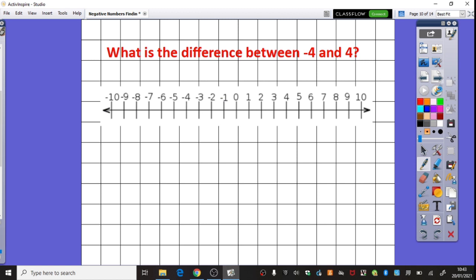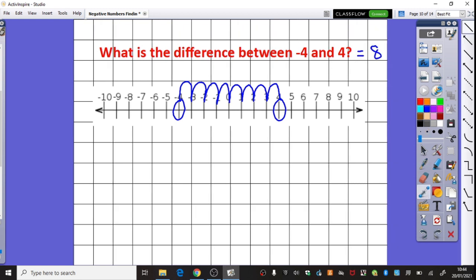So my first question says, what is the difference between minus 4 and 4? The first thing I'm going to do is find minus 4, the smallest number between the two, and 4. And I want to find the difference. In order to find the difference, it's the same as counting on the difference between the two. So I start on minus 4, and I have 1, 2, 3, 4, 5, 6, 7, 8. So the answer there then is 8 on a structured number line.